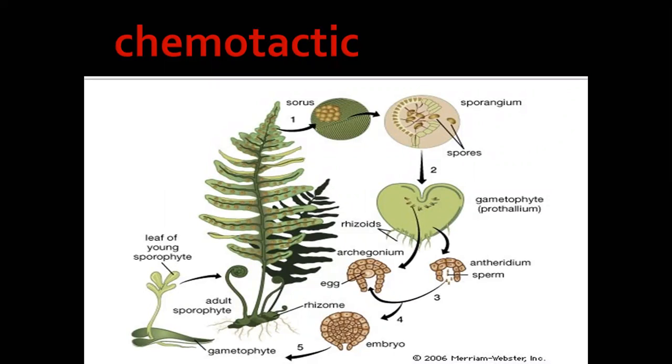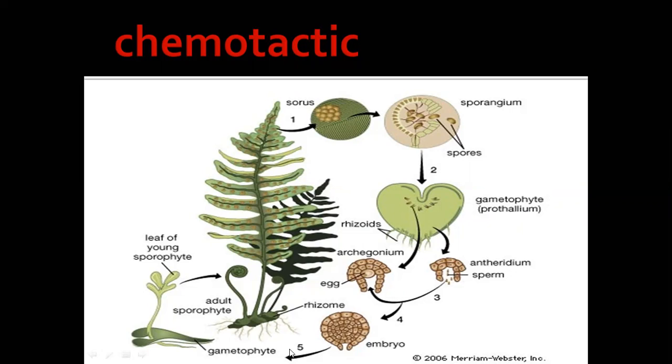It is a chemotactic movement. This is the life cycle of a fern. You can see the gametophyte. Here, the gametophyte is heart shaped. Within a notch, there is the archegonium, and within the rhizoids, there are sperms. Sperms move towards the archegonia because a chemical is released from the archegonia which attracts the sperms towards it. So, it is a chemotactic movement.